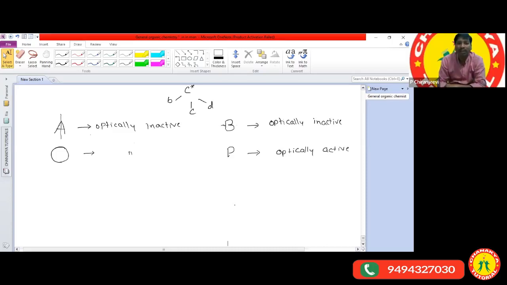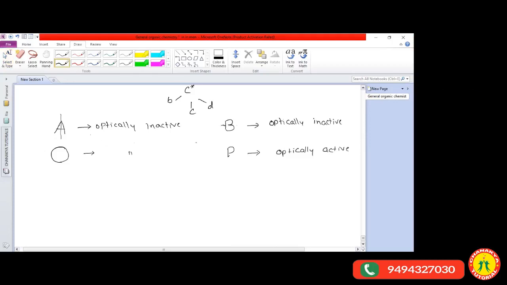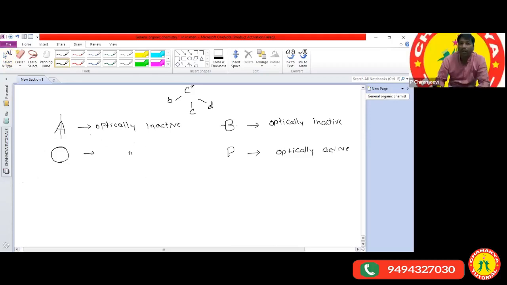Based on this concept, today we are going to discuss optical isomerism. After finishing this, just go through that one. Okay, so this is the chiral center. Next, what is meant by plane polarized light?